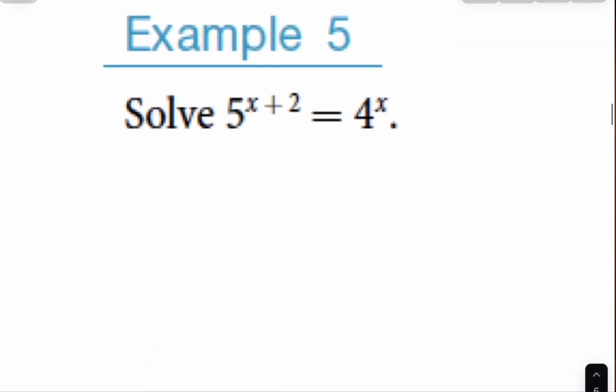Now, here's one of our more difficult types. There is no way to break down the number 5 and the number 4 to make them match. 5 is a prime number. 4 is 2 times 2. They have nothing in common. So we can't do the trick we did with example 1, 2, and 3. We just can't. So here we have to do a more difficult trick. This is one of the hardest ones we're going to do.